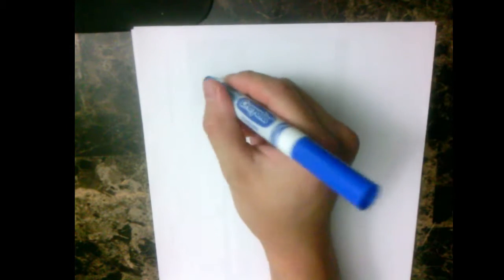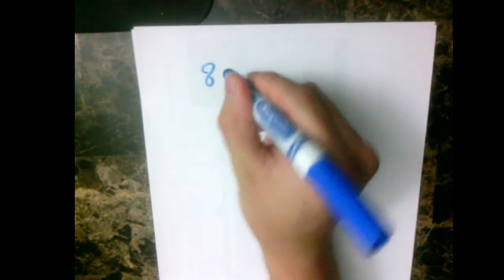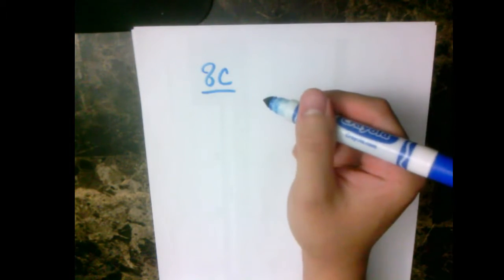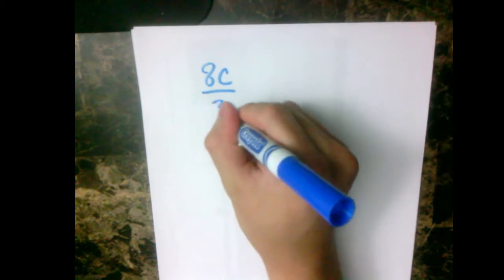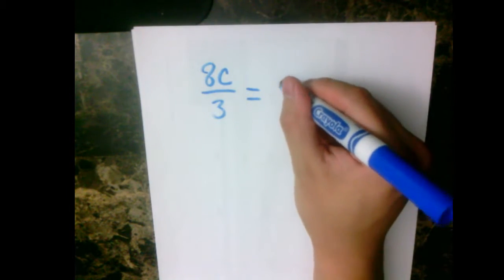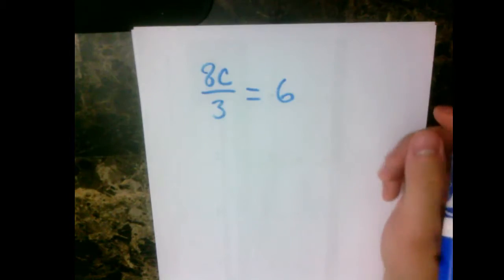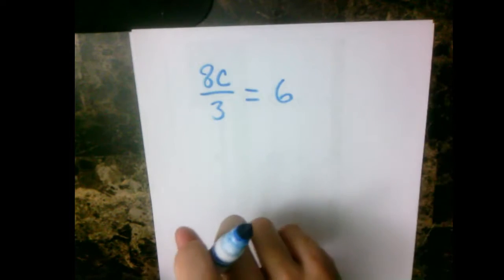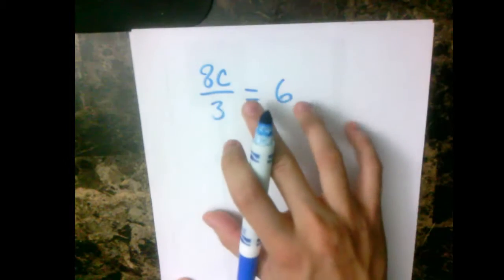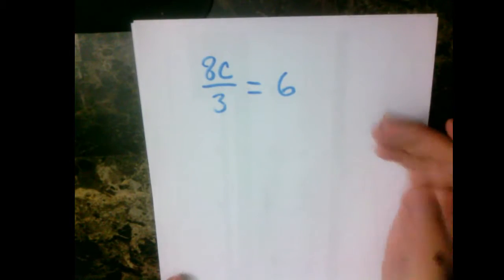Let's see. So it'd be something like, and I'm just going to pick some random numbers, 8c over, I don't know, 3 equals 6. Okay. And this is not going to turn out to be a pretty number because your examples don't really turn out to be pretty numbers either. This is an example where your answer is not going to turn out pretty. But we're going to do the same thing.